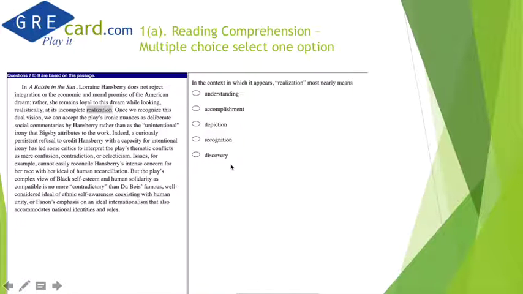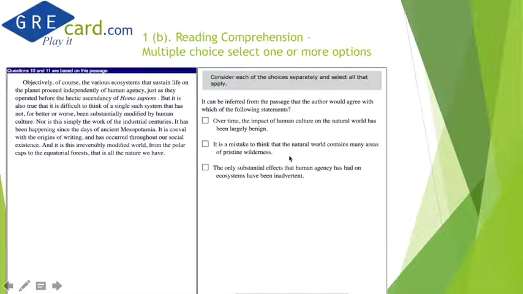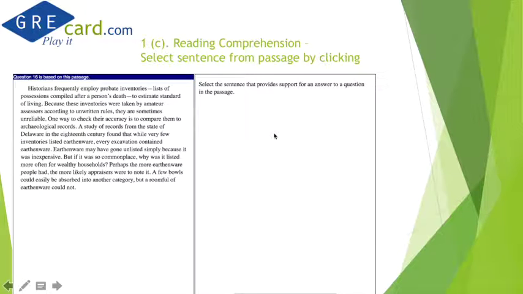There are three types of reading comprehension questions. Notice that there's a passage on the left and a question on your right. One type of question is multiple choice with one option correct. Another question type is where you can choose more than one option and multiple answers may be correct. Another question type is where you have to select a sentence from the passage. You can just click on a sentence and it'll get selected on your actual exam. And selecting a sentence from the passage is also a type of question on your reading comprehension.